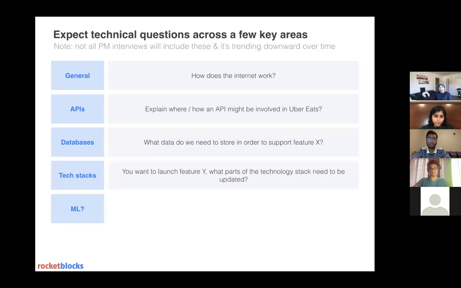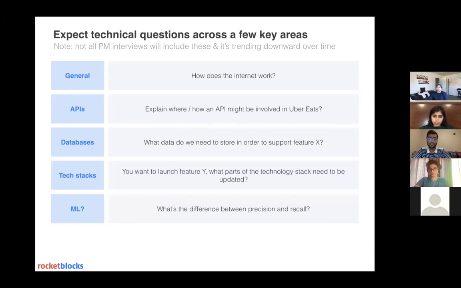Tech stacks. This is a classic question that cuts across a lot of these topics. This is like the Gmail question I asked. We want to launch this new feature. Let's use a Gmail example, a scheduling feature. What parts of our entire code base do we need to touch? Can you walk me through that process?